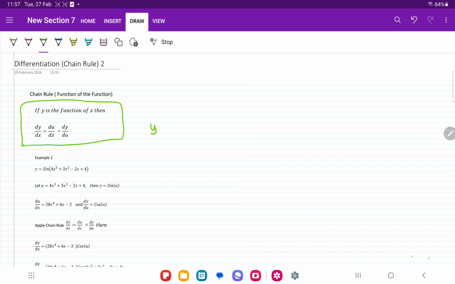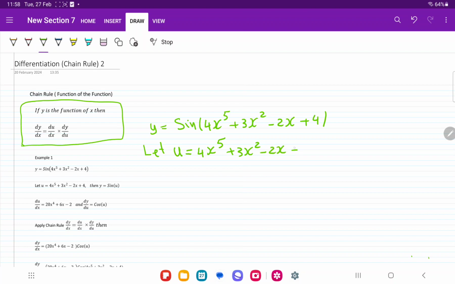So if y is equal to sine of 4x to the power 5 plus 3x squared minus 2x plus 4. The first step is to assume u is equal to whatever is inside the bracket. So whatever we have inside the bracket, we write it down here: u equals 4x to the power 5 plus 3x squared minus 2x plus 4. If that's u, then y should be equal to sine u.